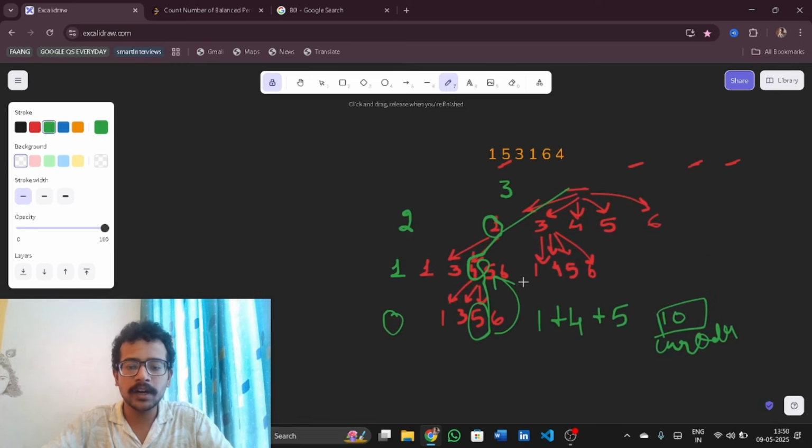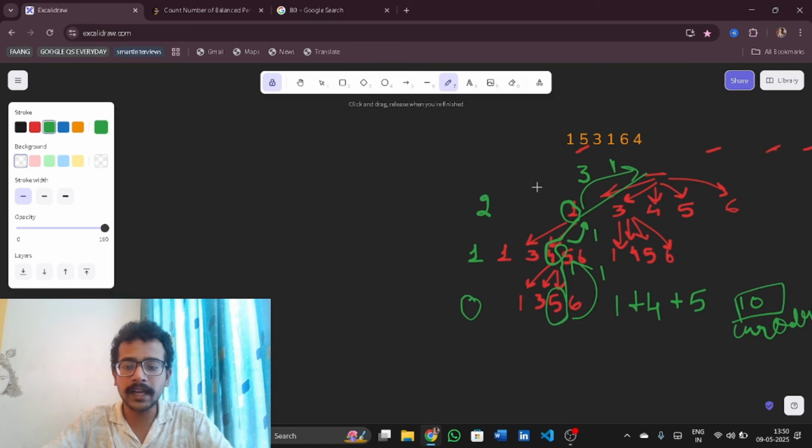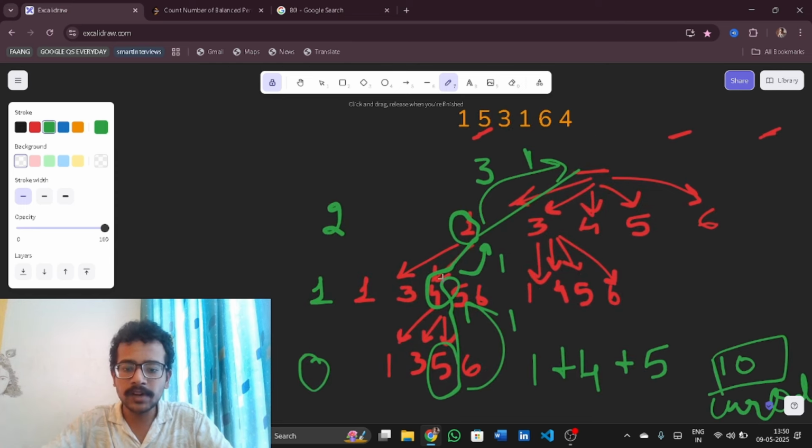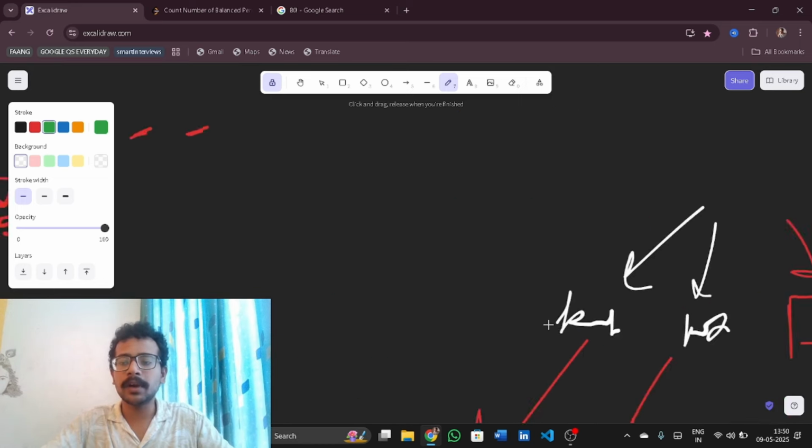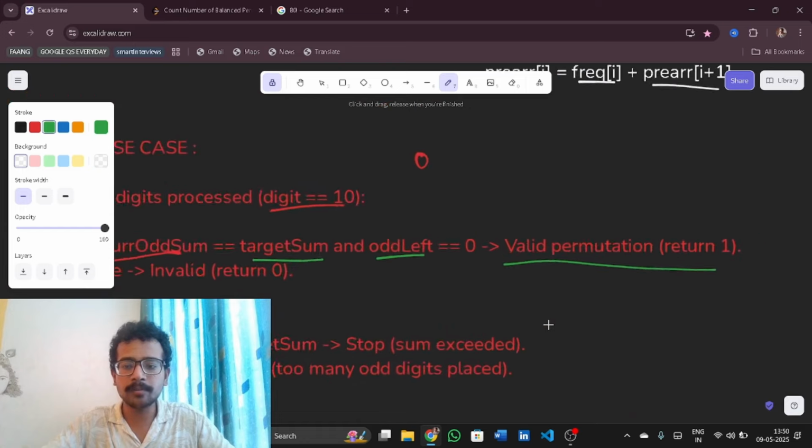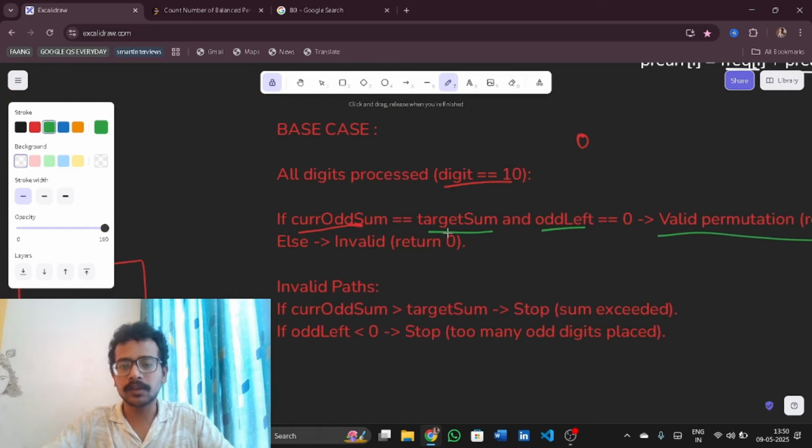So I'll return a 1 and this one will be returned to here and this one will be returned to here. I might also get from 1 a 5, and from 5 I'll get something like this. But every time I get a valid permutation, I return 1. If any of these two conditions is not working or is false, then return 0.